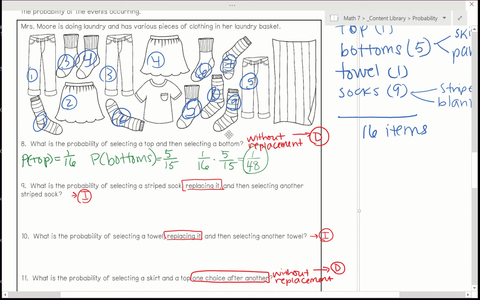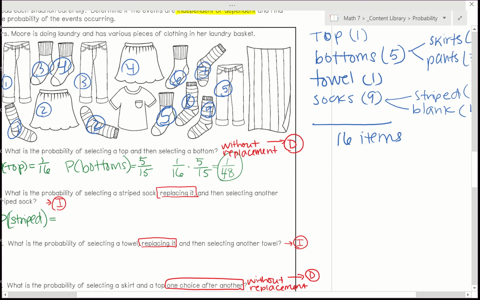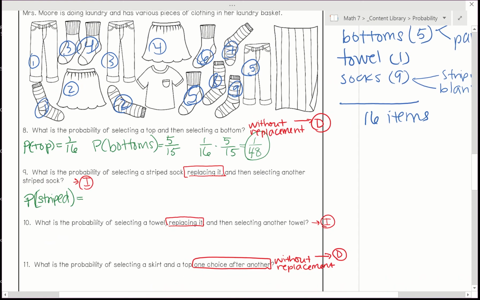What is the probability of selecting a striped sock, replacing it, and then selecting another striped sock? So the probability of a striped sock would be, well, there are how many striped socks? There are 5 striped socks, out of the 16 total items. Now I'm replacing it, so my denominator is going to stay the same.